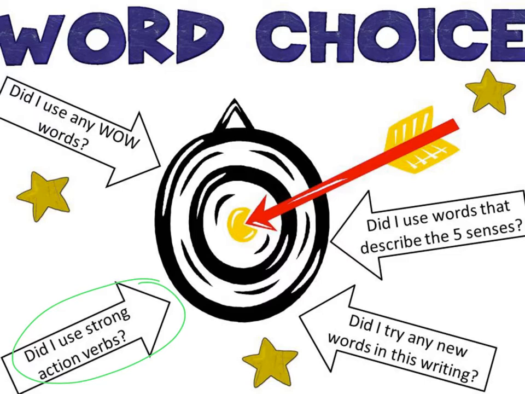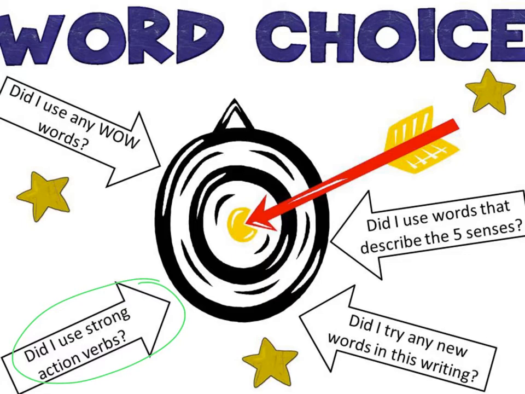The example that I used in class the other day was the word walk. It's very boring. It's very basic. But when an author uses the word trudged or moseyed or sauntered, it helps give a better visual in your mind. So when authors use good verb choice, then they're helping you to feel or see the action that's taking place in the text.